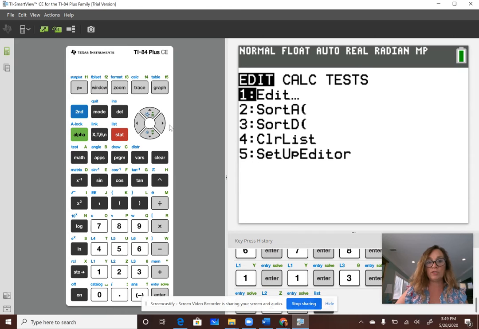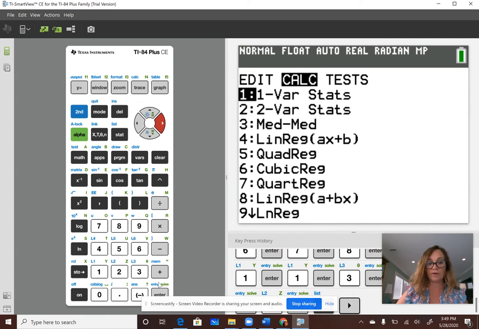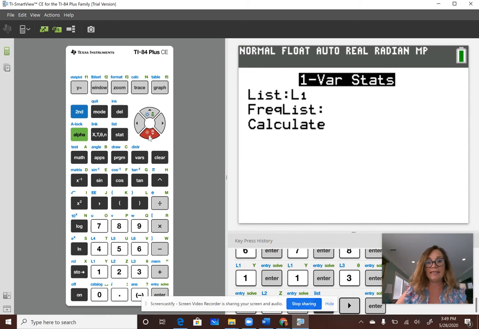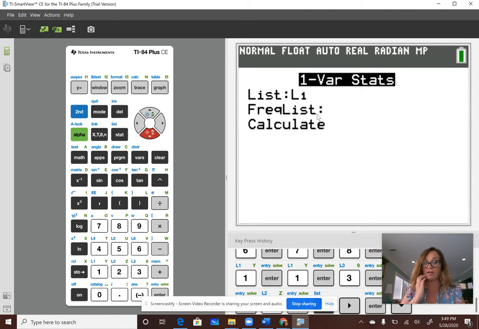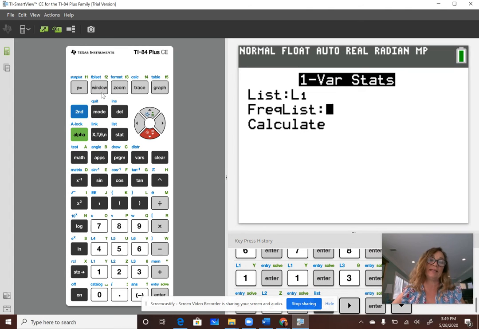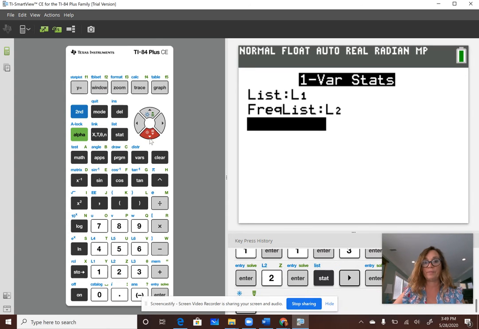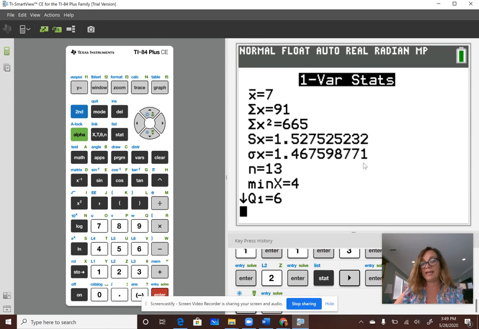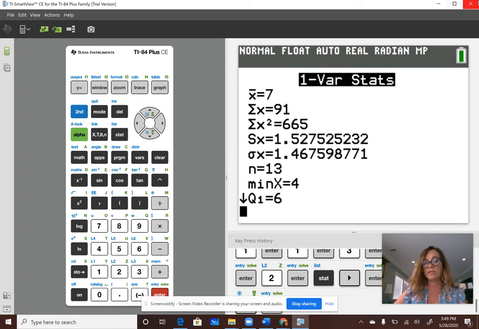And then when you went to do your calculation, your 1-bar stats, you would tell the calculator that you have a frequency list that's in L2. And you just hit second and 2 to enter that. You hit calculate, and you're going to get the same answers because it's the same thing. Okay. Also, right here, the Sx, that's the sample standard deviation, and the sigma x, that's the population standard deviation.